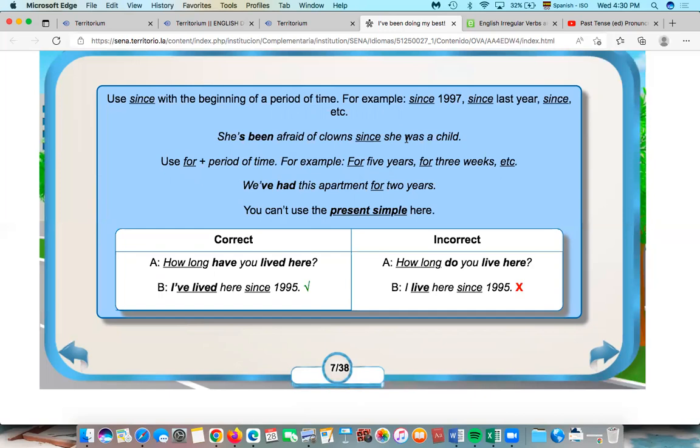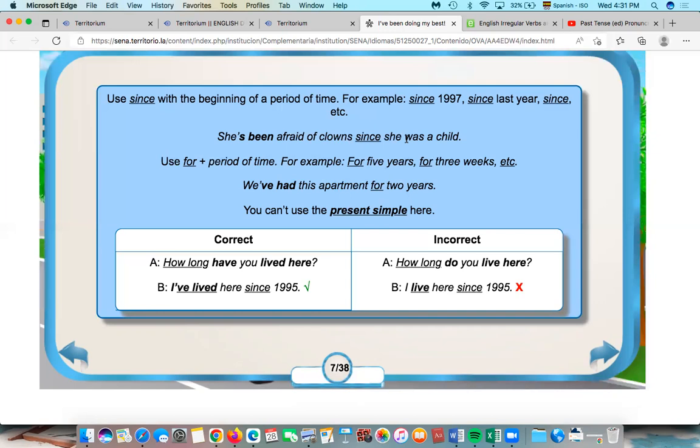And Paola, can you read the next one with for? Use for a period of time, for example, for 5 years, for 3 weeks, etc. Okay.